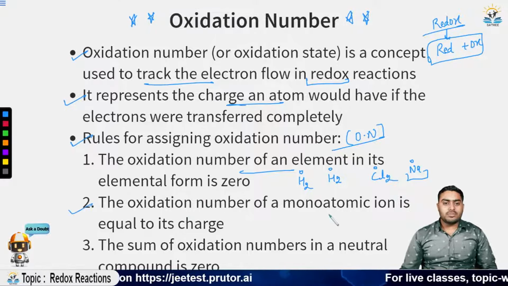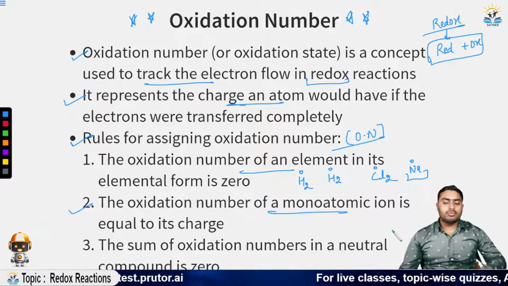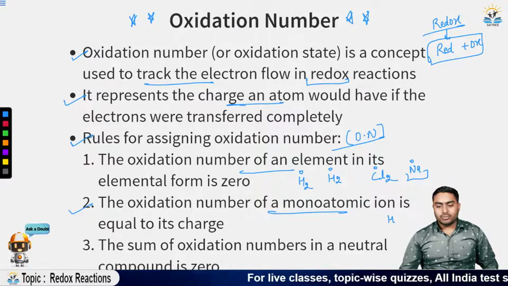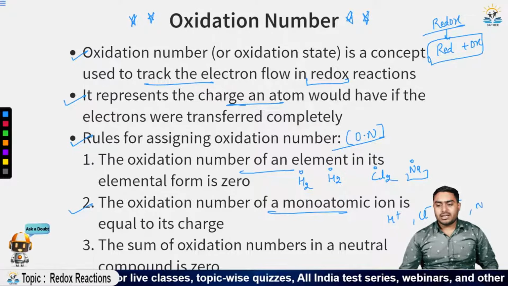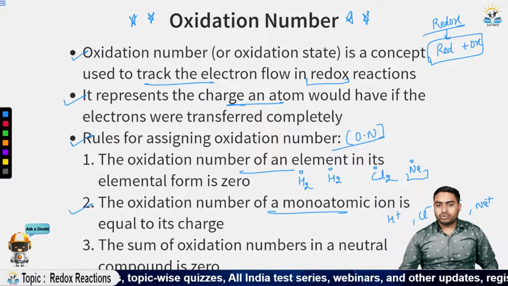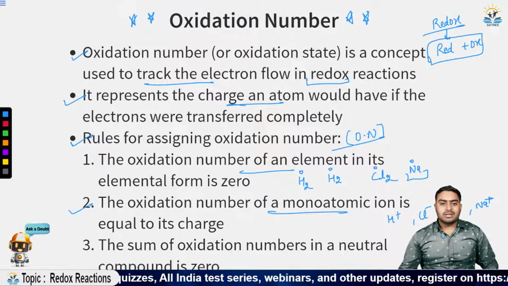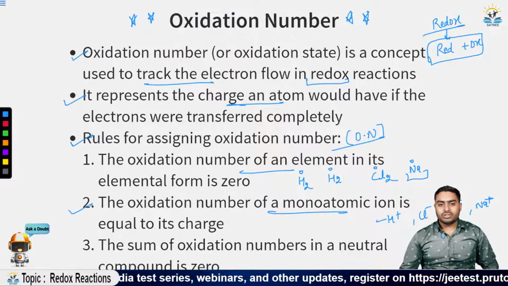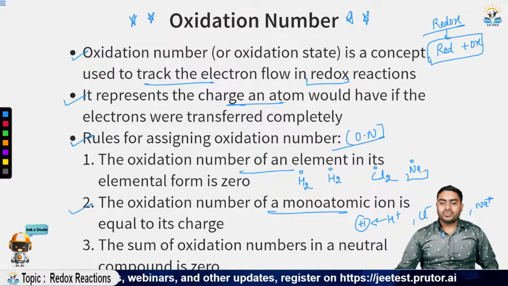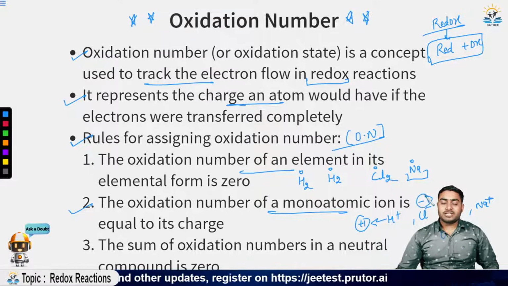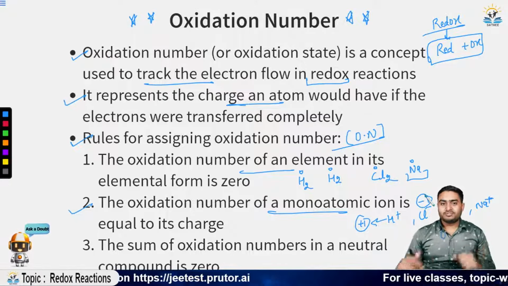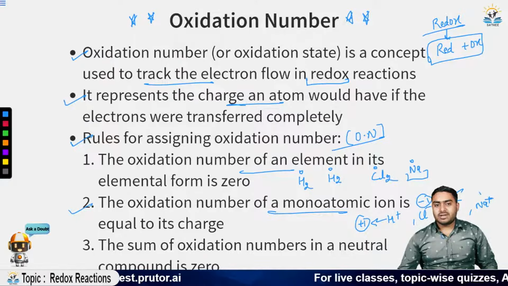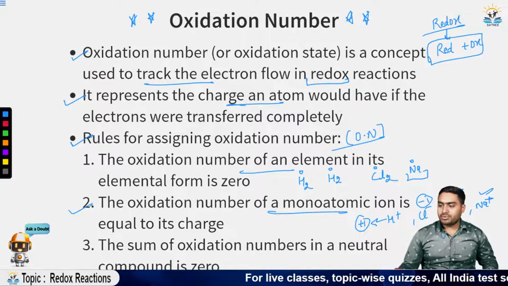The oxidation number of a monoatomic ion, suppose the monoatomic ion is like H positive, Cl negative, F negative, Na positive, O2 negative, is equal to its charge. So the oxidation number of H positive is +1, and of Cl negative is -1. So oxidation number can be positive or negative, and can also be 0. So these -1, +1, -2 are going to be very interesting.